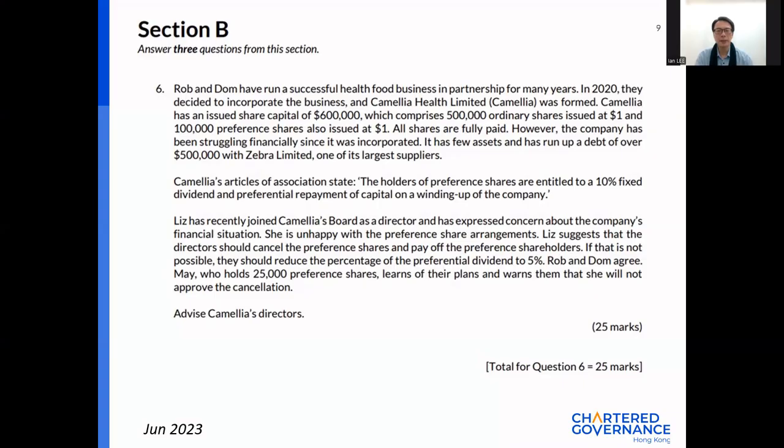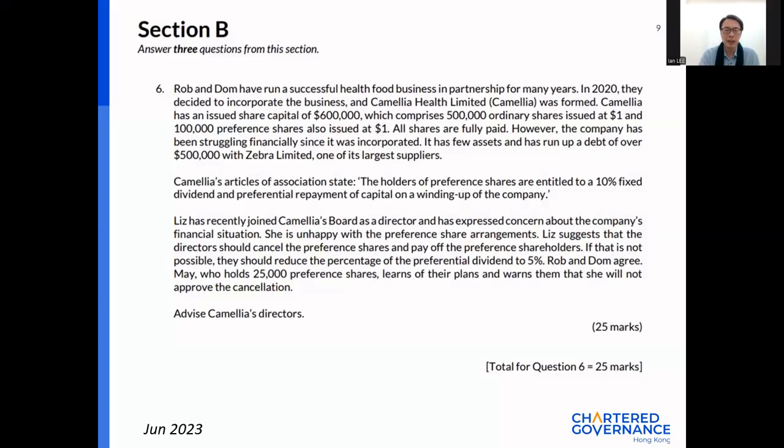Camelia's Health Limited's articles state that the holders of preference shares are entitled to a 10% fixed dividend and preferential repayment of capital on the winding up of the company. Liz has recently joined Camelia's board as a director and has expressed concern about the company's financial situation. She is unhappy with the preference shares arrangement.